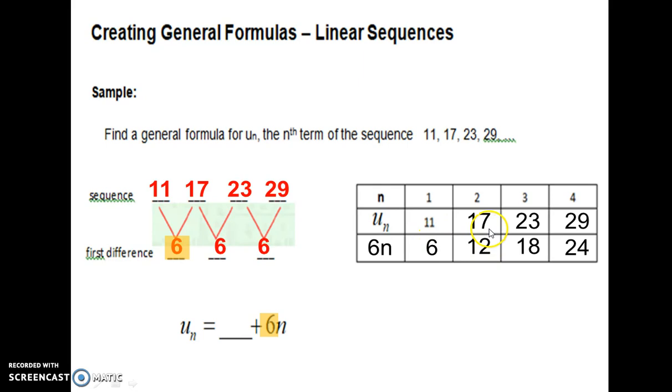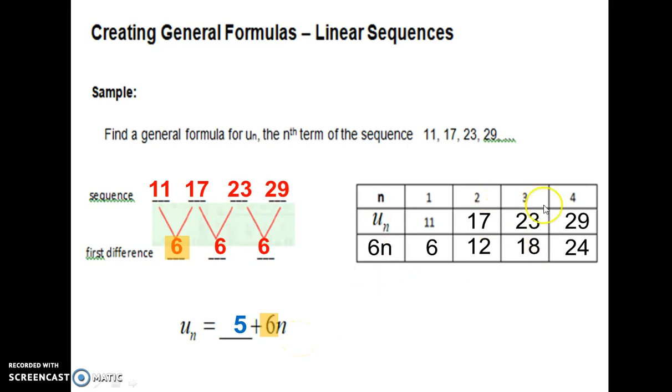Here we got 12, but it should be 17. We're short by 5 again. And if you notice, all the way through, we're short by 5. So the missing piece must be 5, all right? And we've created the entire linear sequence, and we know this is our y-intercept value.